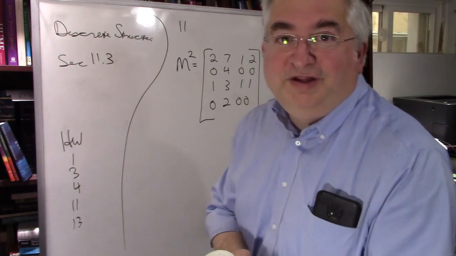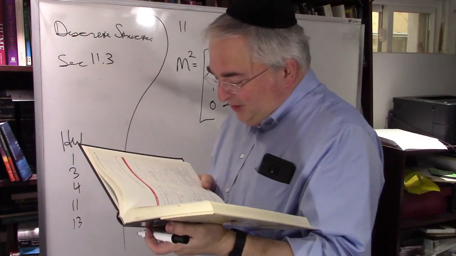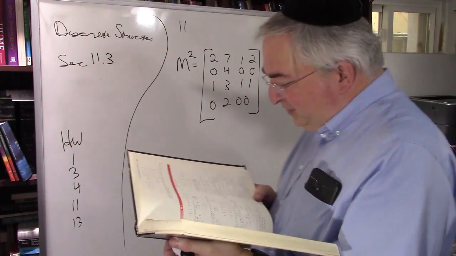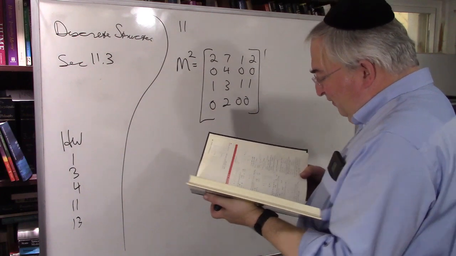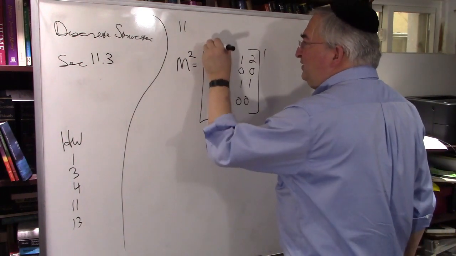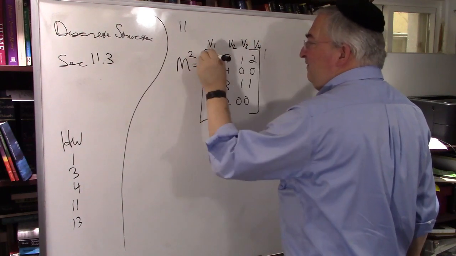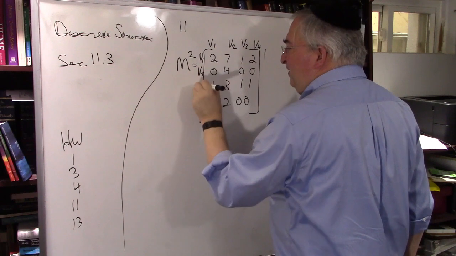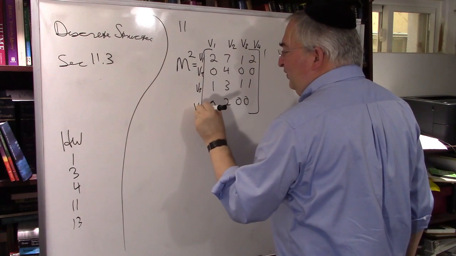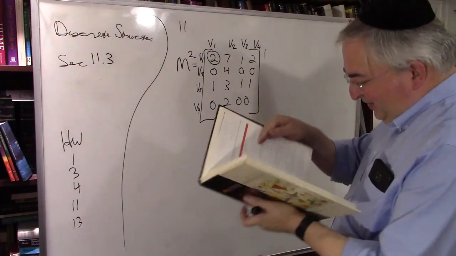I won't do this on the test. I will ask you to work it out. Use M squared to find the number of paths of length 2 from V1 to itself. Ready? From V1 to V1. So let's just put in V1, V2, V3, V4. From V1 to itself is 2. That's it.